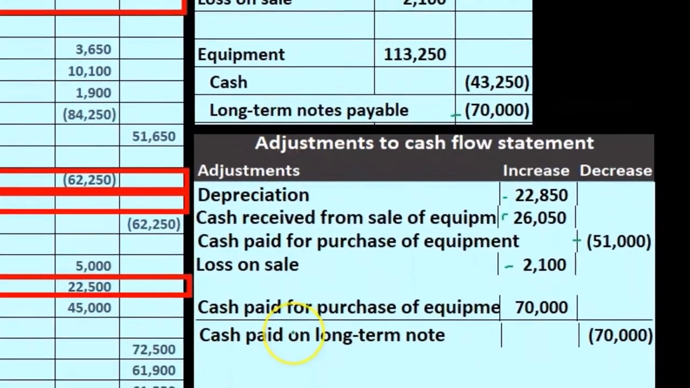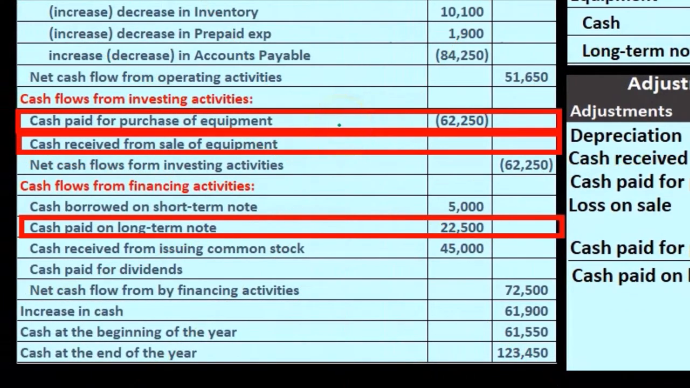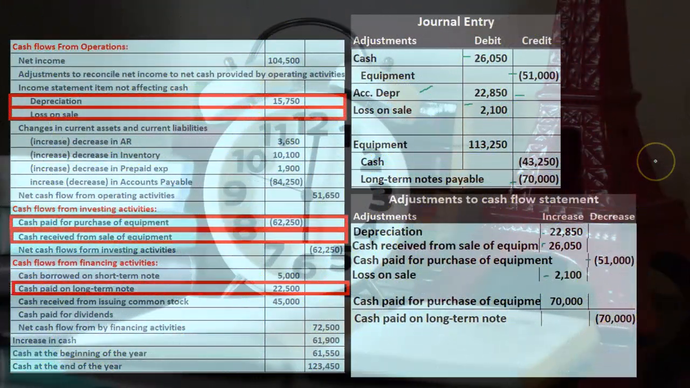The other side of it is going to go to cash paid for the purchase of equipment, which is where we put everything. That's the other side of this transaction. So you might want to spend some time with something like these journal entries and try to figure out why that, mull it over a few times.